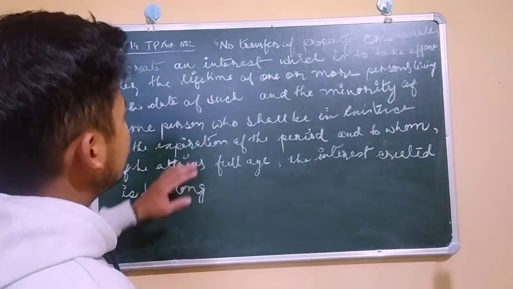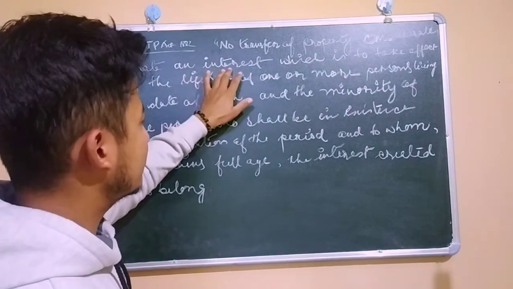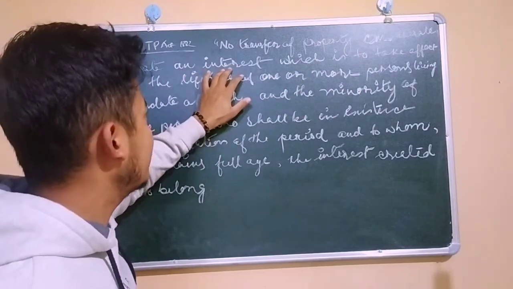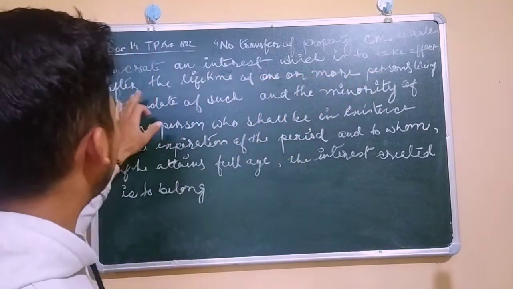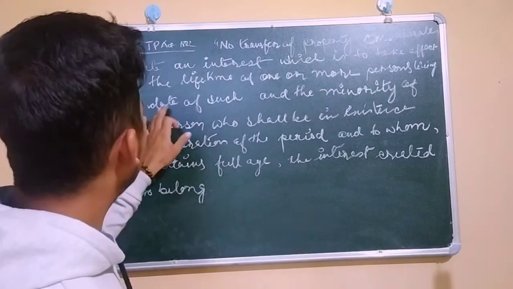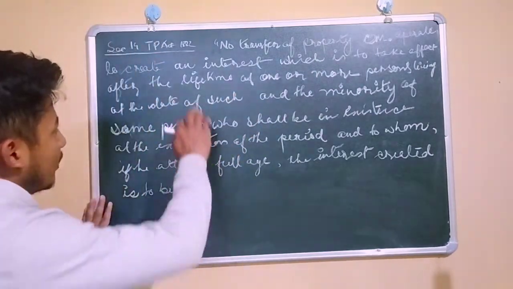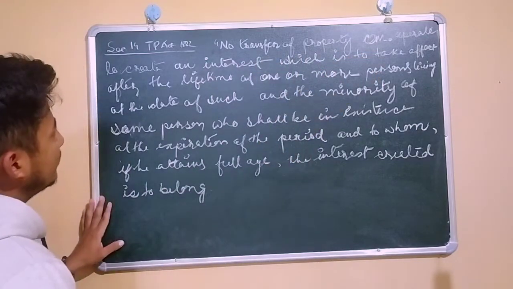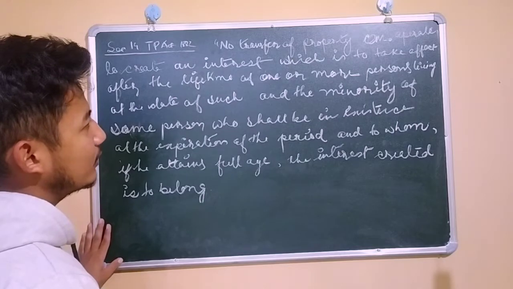So it talks about no transfer of property can operate to create an interest which is to take effect after the lifetime of the one or more persons living at the date of such transfer. Okay, now see what it is talking about. No transfer of the property can operate to create an interest which is to take effect after the lifetime of the one or more persons living.